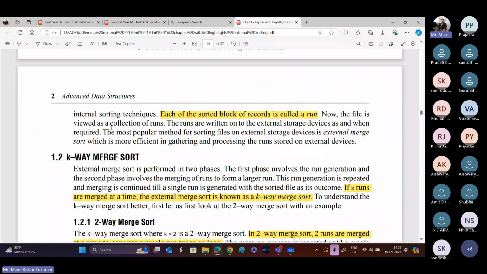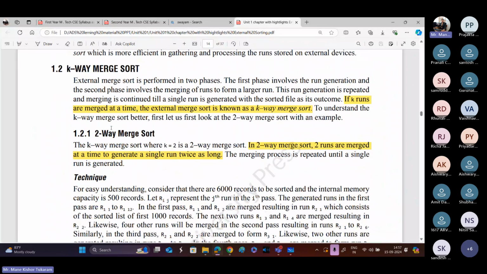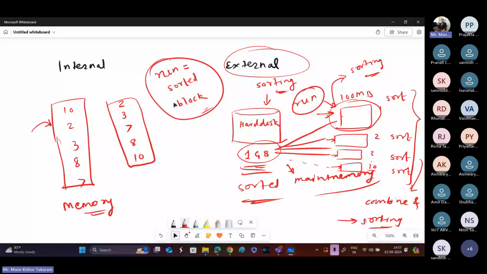Okay. So the first one is K-way merge sort. Merge sort we have already learned in UG. Okay. So what is the scenario of that particular merge sort?